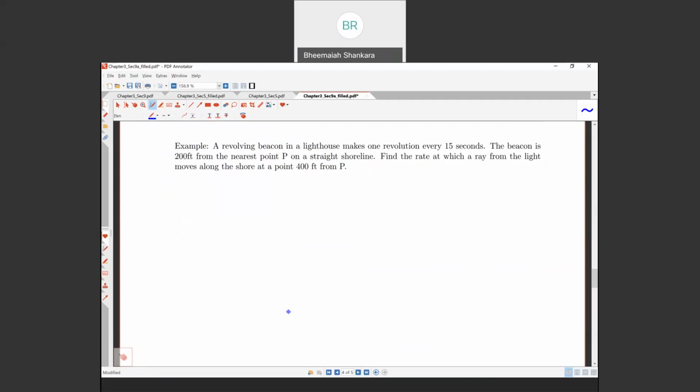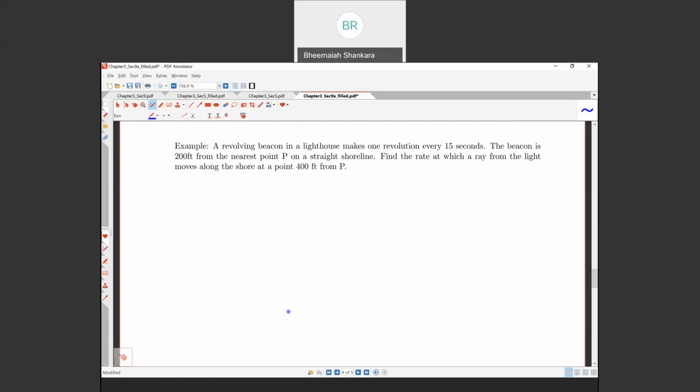A revolving beacon in a lighthouse makes one revolution every 15 seconds. The beacon is 200 feet from the nearest point P on a straight shoreline. Find the rate at which the ray from the light moves along the shore at a point 400 feet from P.